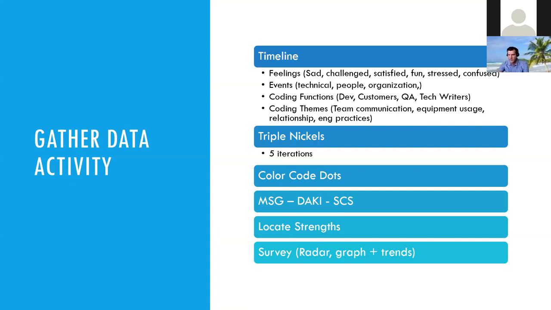Okay, next thing are locate strengths and surveys. Locate strengths is a bit less original, but it's something worthy to use. The idea is to make an interview. You divide the team into pairs, and one is interviewing the second one to collect the strengths, what was good, and the second person is making a deposit of what went bad in the same event.